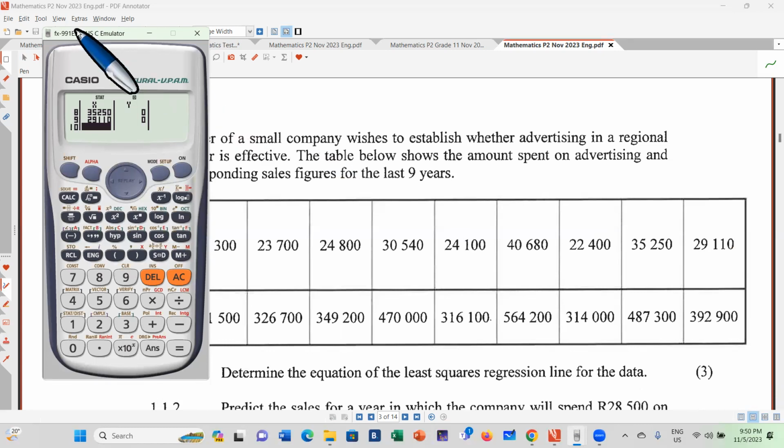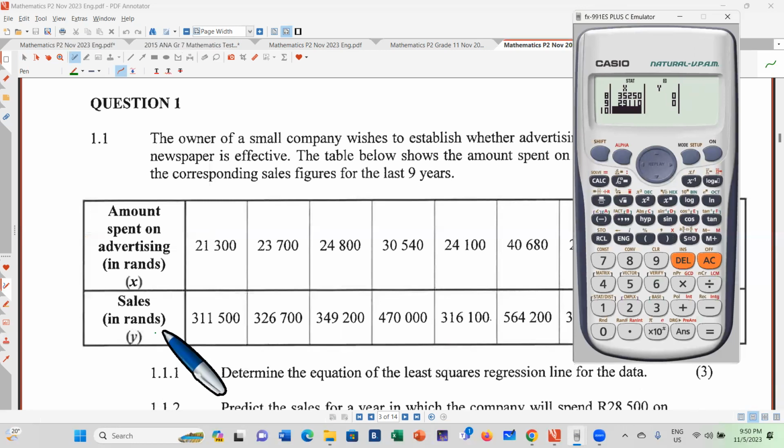Move my calculator a little bit here. Then next we punch in the Y now. So we go to the Y column. To go to the Y column, we use these arrows. I can go to the top. Okay, so I look and I can see X is 1, corresponds to the first Y, right? Which is 311,500, equals. The next one is 326,700.